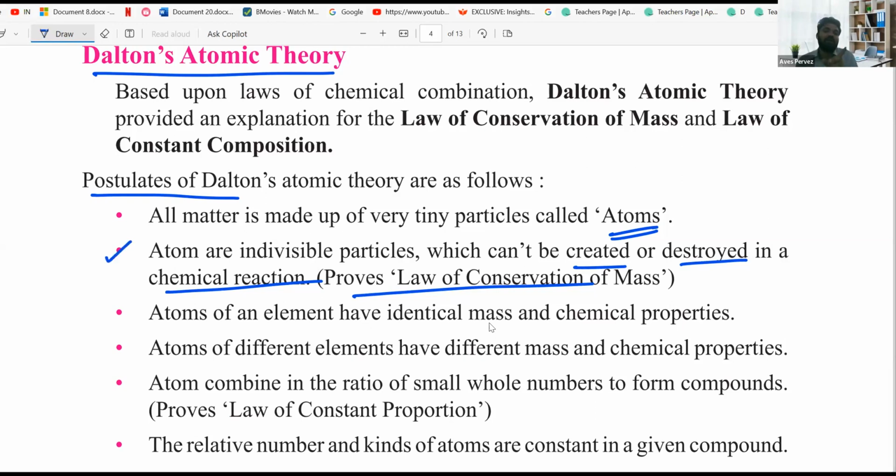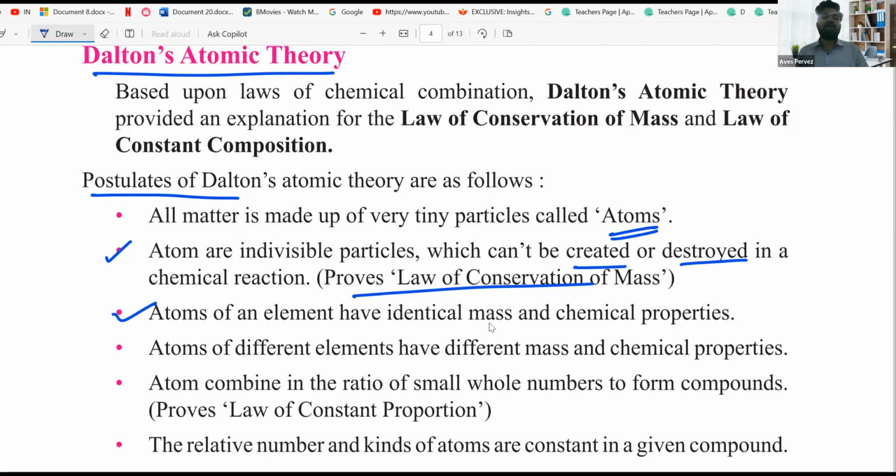Which postulate of Dalton atomic theory supports the law of conservation of mass? That atoms can neither be created nor destroyed during a chemical reaction, and you have to mention here that we are talking about the chemical reaction. Otherwise, mass can be destroyed in nuclear reactions. Okay, the third postulate is, let me explain, then you have to write.